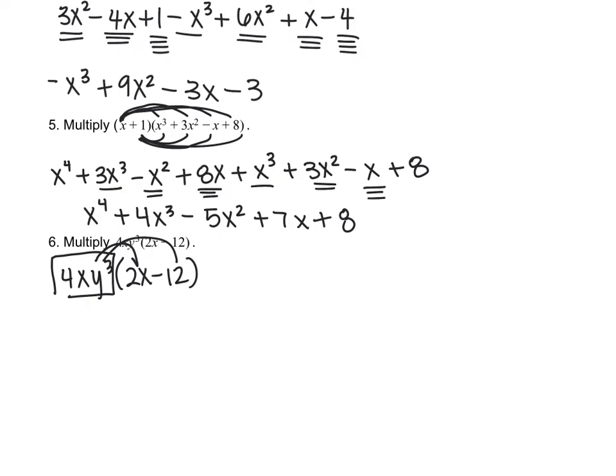So 4 times 2 is 8. X times x is x squared. And there's nothing for the y cubed to multiply with, so it stays y cubed. Then we have minus 12 times 4, which is 48. And the variables don't have anything to multiply with, so it stays xy cubed.